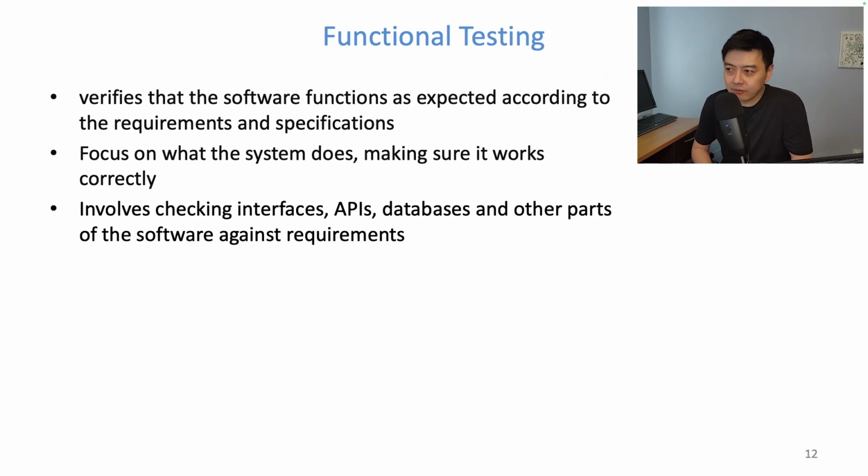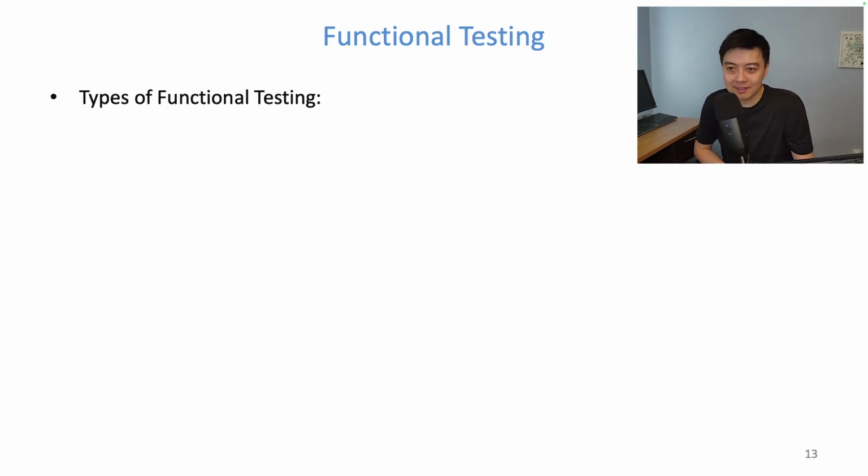So this may involve things like checking interfaces, right? It might be checking APIs. It might be checking large parts of our system, integrations of our system, maybe our databases and other parts of the software that allow us to ensure that these requirements are now satisfied. Okay, so let's dive right into it. What are the different types of functional testing? What types of functional testing are there?